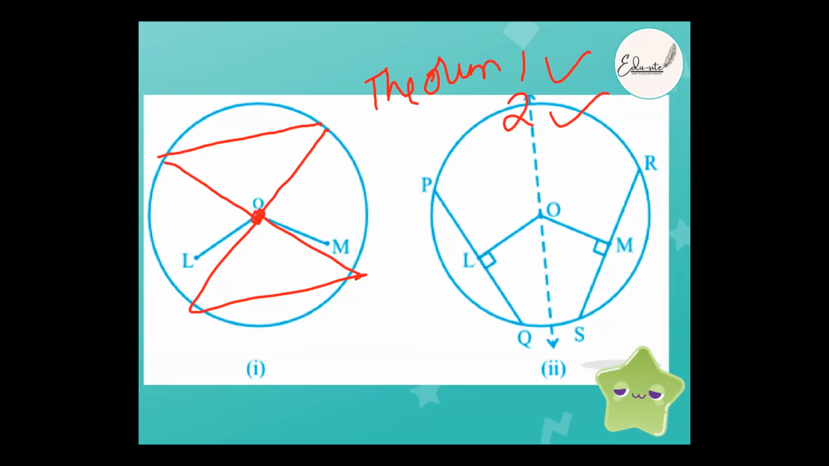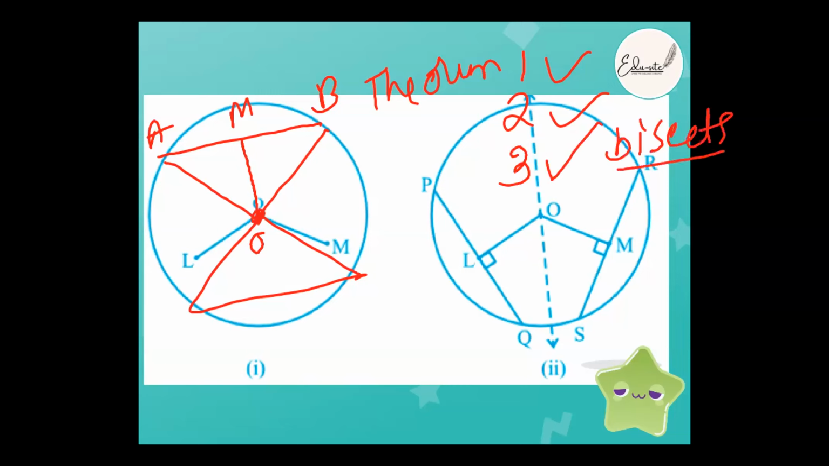A perpendicular drawn from the center of the circle to a chord. What does it give you, beta? What does it do? A perpendicular drawn from the center of the circle to the chord. Please state, what does it do? Does it not bisect the chord? Yes, this is theorem number 3.